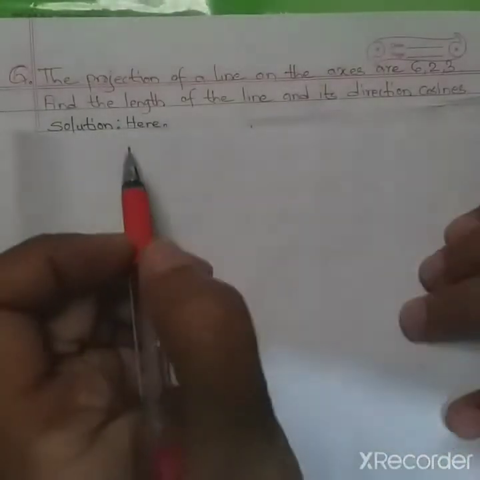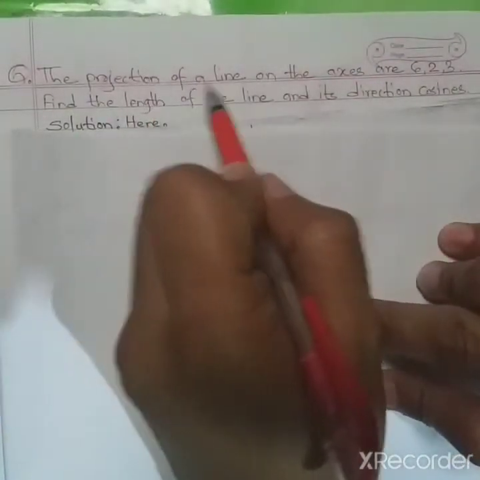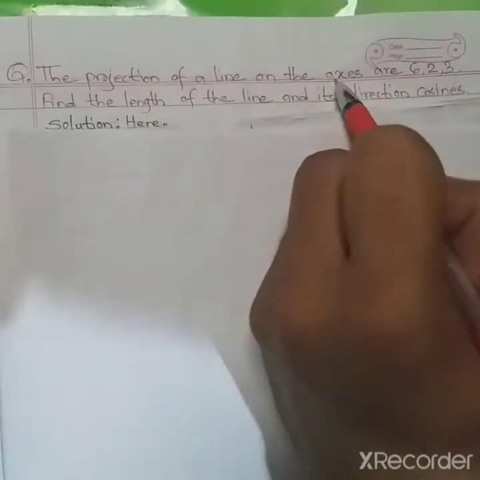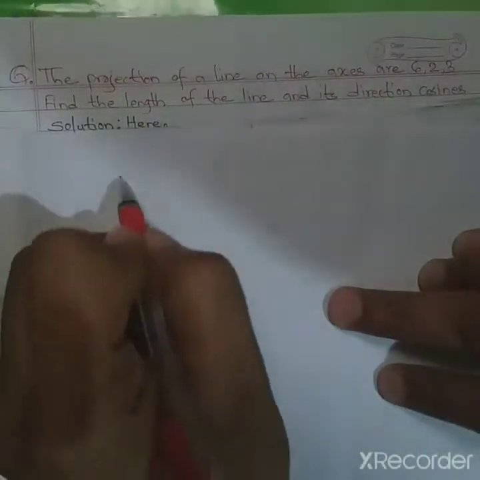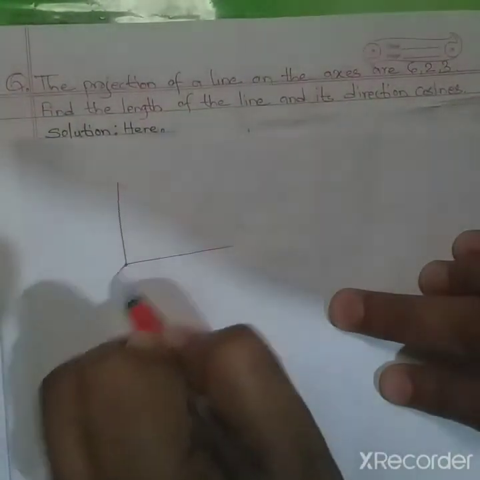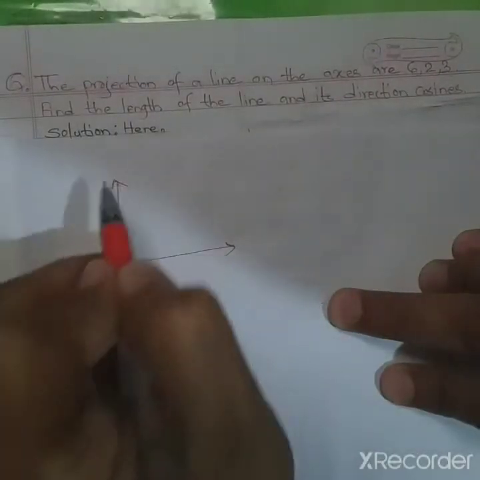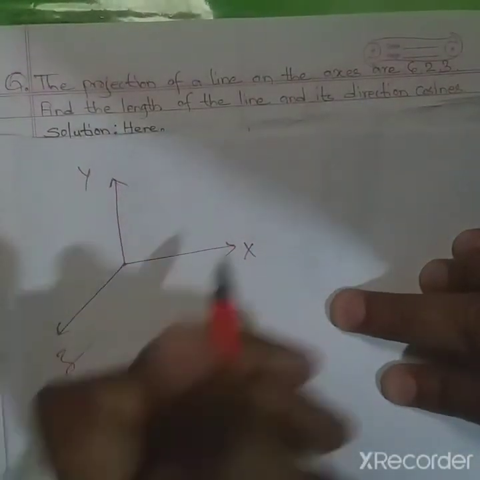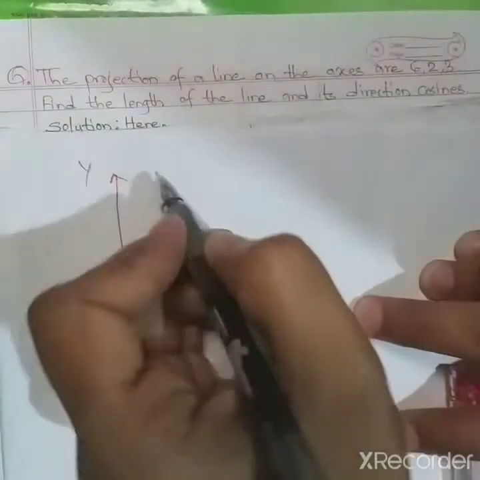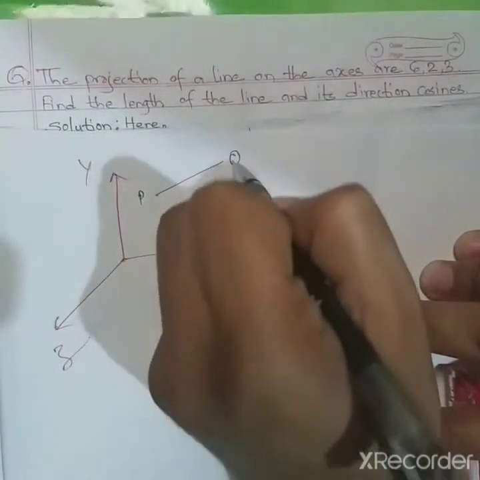Now let us discuss one question related to projection. The projection of a line on the axes are 6, 2, 3. Find the length of the line and its direction cosines. So this question means that this is the coordinate axis. Let us consider this as the x-axis, this as the y-axis, and this as the z-axis. Let us suppose that line is PQ. It's very easy, isn't it?